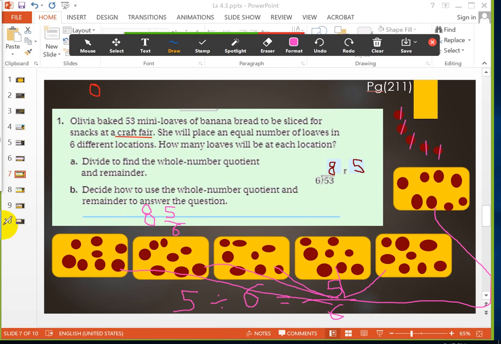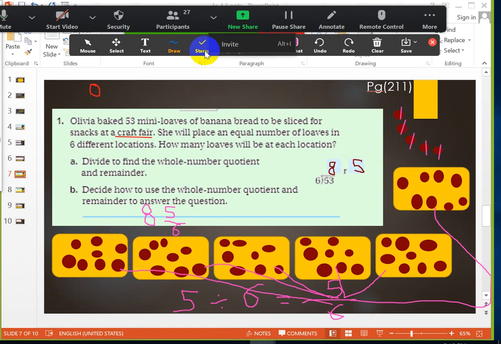This is an explanation for you. Okay, girls? Now I will repeat. Girls, if I want to know the number of loaves of banana bread that I want to divide on 6 different locations, we divide as we learned, and each location will take what? 8 loaves. There is a number of loaves left over with me: 5 loaves.